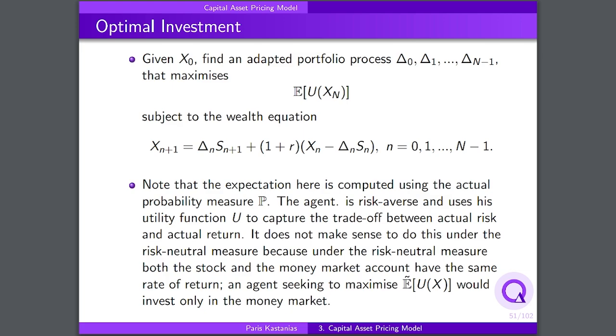So we have to maximize this subject to x n plus 1 equals delta n s n plus 1.